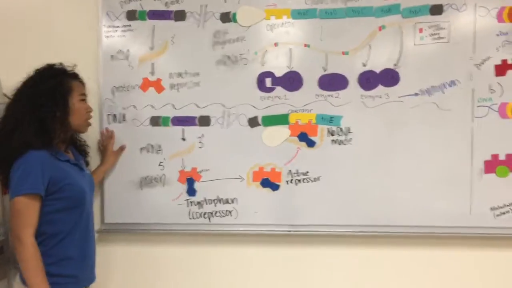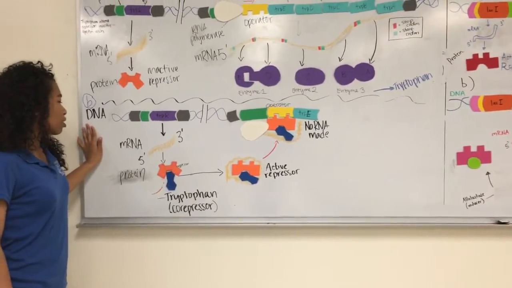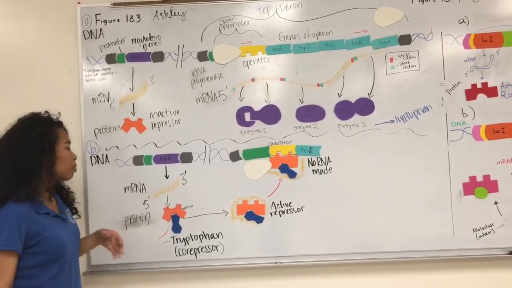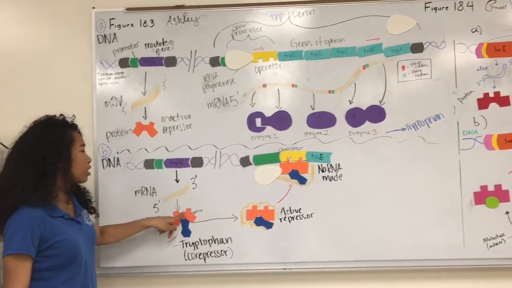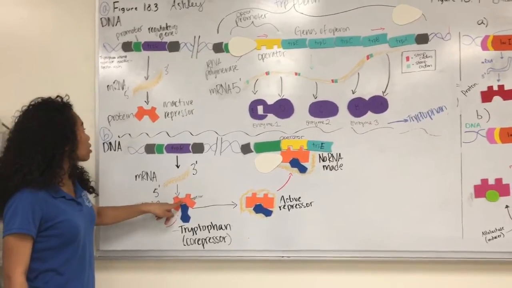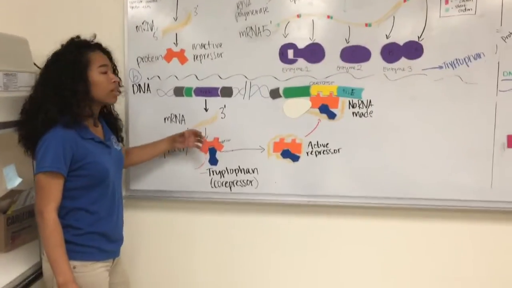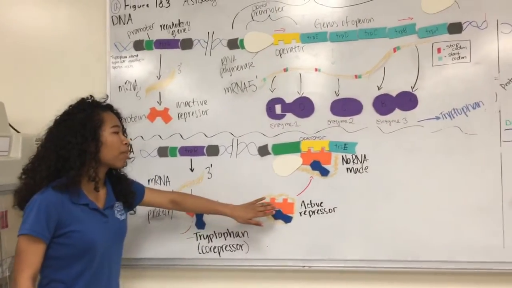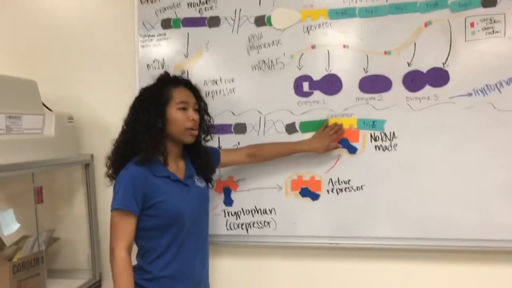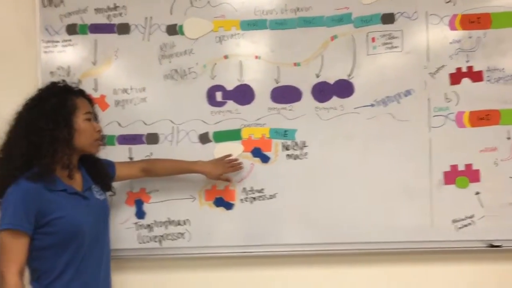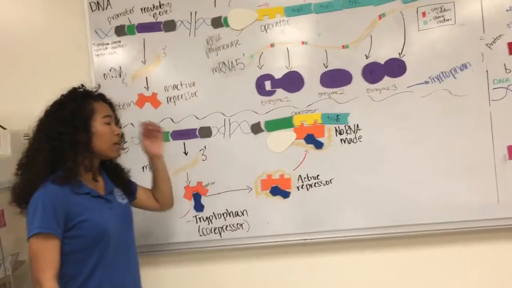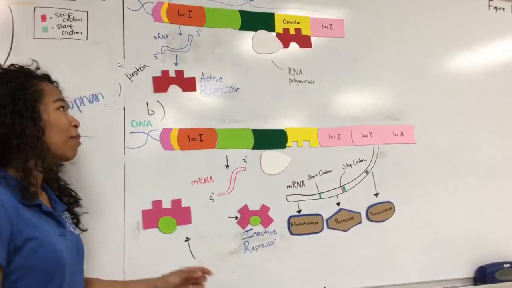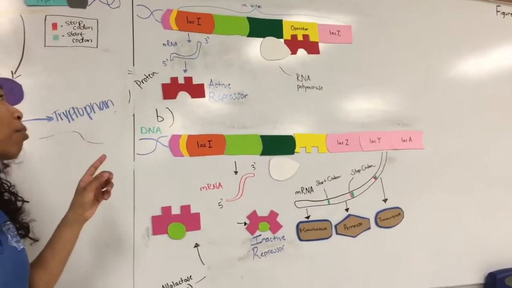So in this situation, tryptophan has accumulated, and so to inhibit the synthesis of more tryptophan, the tryptophan binds to the repressor, and then this causes it to change shape and become an active repressor. And the active repressor binds to the operator, which inhibits the RNA polymerase, and so no RNA is made.